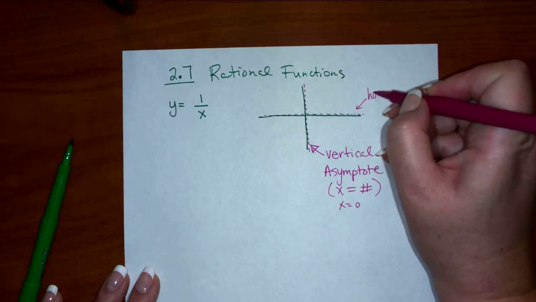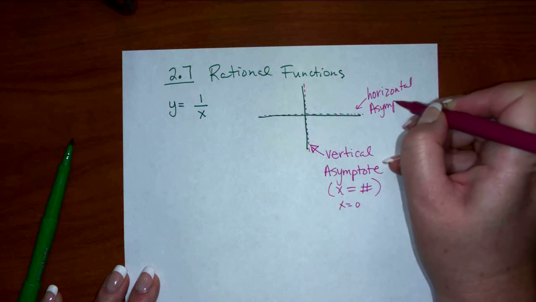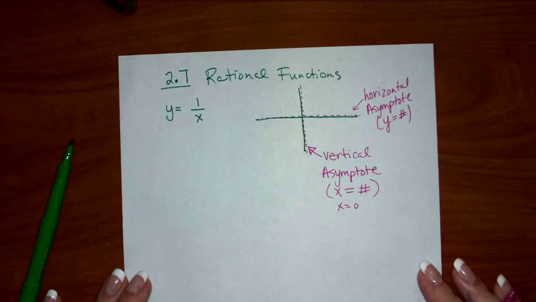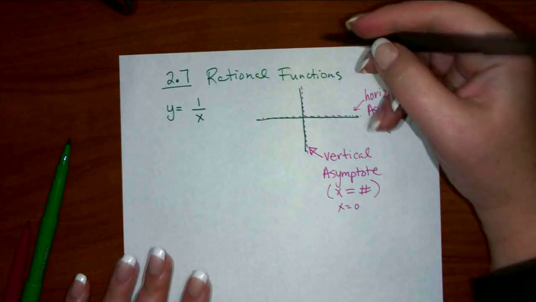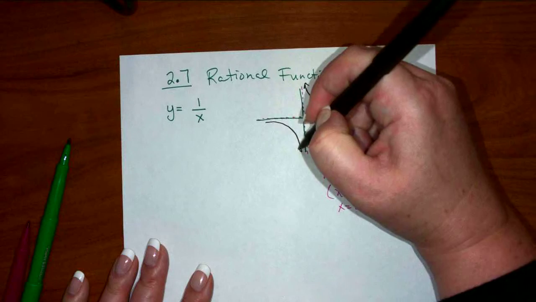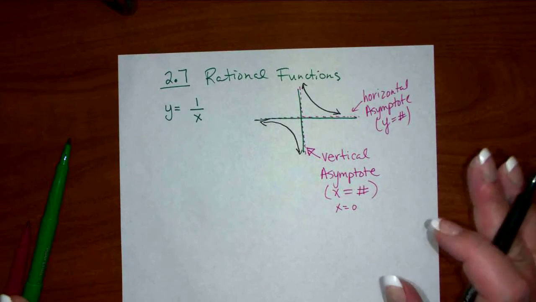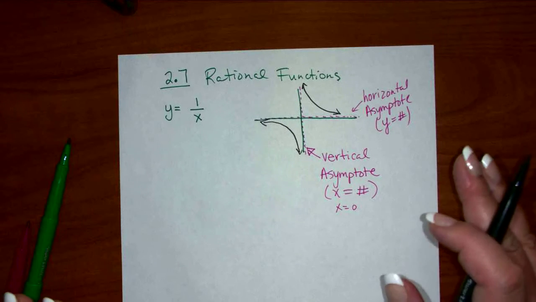And your horizontal asymptote is going to be y equals a number. So as soon as you see x is on the bottom of the function that you need to graph, it's going to look like this. The graph is called a hyperbola. And that's what it looks like. So it has two pieces separated by these asymptotes. So how do you draw this?